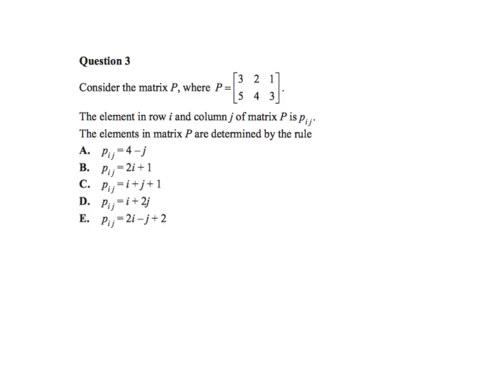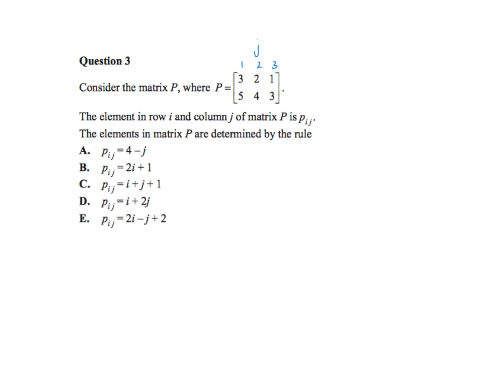Okay, so with this one, they're giving you the matrix, and now you have to find the rule that would determine this one. So what they're saying is you can find every element by going 4 minus the column number. So if you think, because this is J, and J would equal 1, 2, and 3. So 4 minus 1 gives 3, 4 minus 2 gives 2, and 4 minus 3 equals 1. That works.